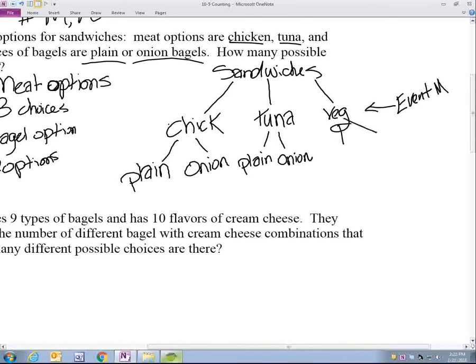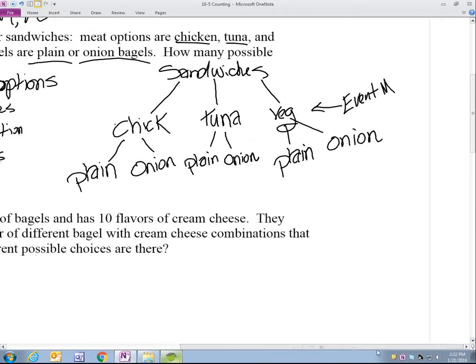And then with my vegetable, if I found a different way of having my protein and fats. What choices, if someone wanted vegetable, how many choices do they have? Yeah, 2 choices as well. We're not leaving the vegetarians out. So we have, this is event N, capital N.